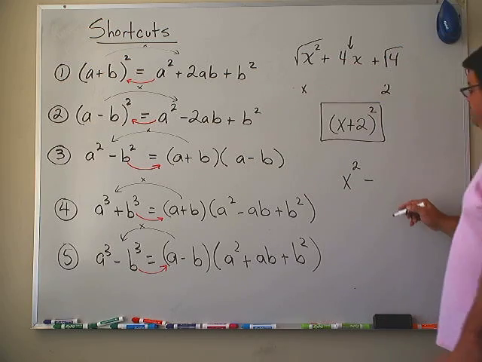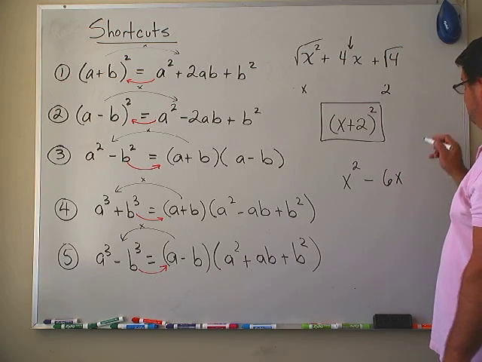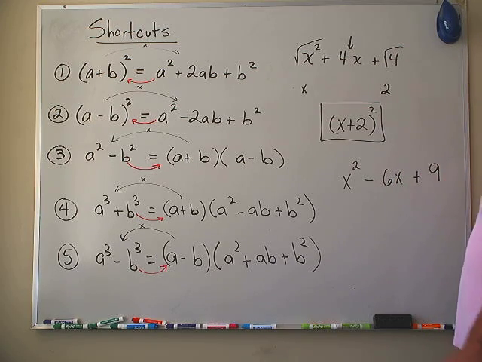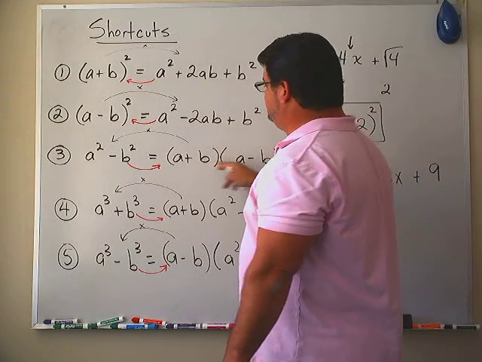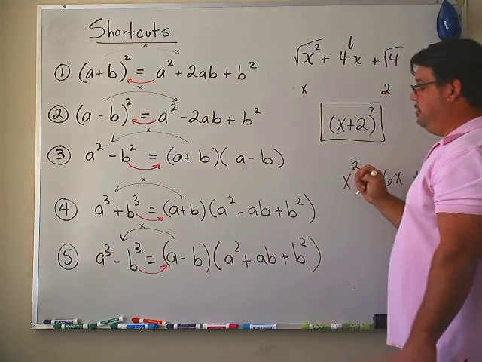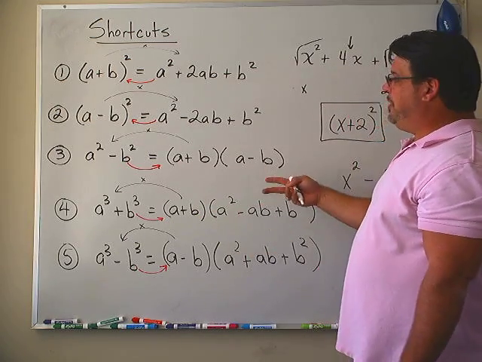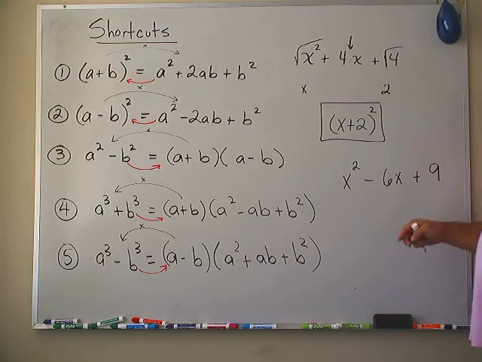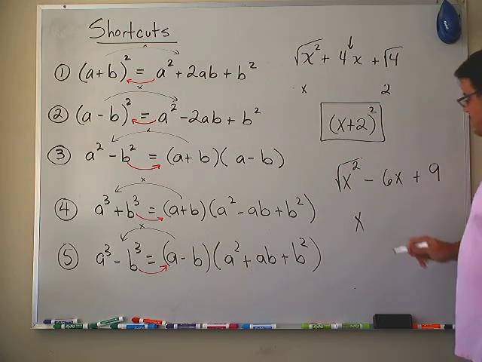Another one. X squared minus 6x plus 9. Which shortcut is it? Well, you have to look. Which one has trinomials? Well, let's see. This one has a trinomial. This one has a trinomial. Does number 3 have a trinomial? No. This one has a trinomial, but it's got a binomial with it, so it's not these two. So your only possibilities are number 1 and number 2. Which one is minus? Number 2.